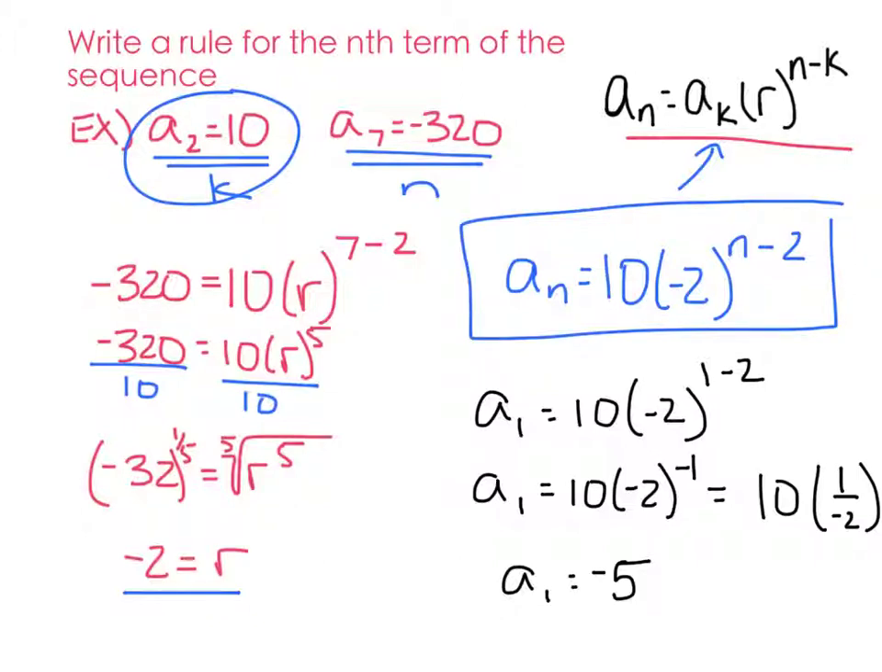So I'll take this answer above, the 10 times negative 2 to the n minus 2, but I could write it as a sub n equals negative 5 times negative 2 to the n minus 1. And those are geometric sequences.